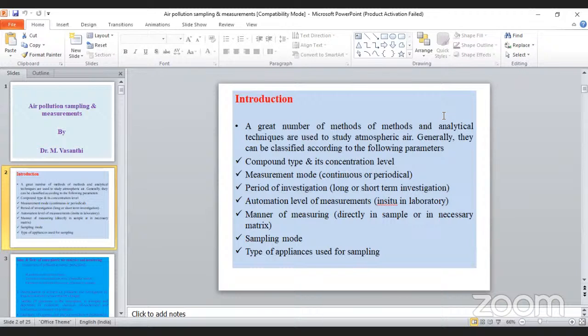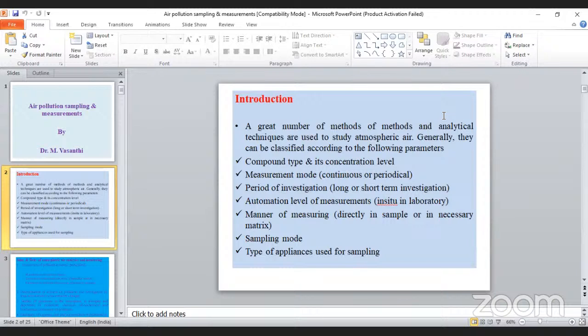Generally, the methods are classified according to some parameters. The parameters are: what compound type we are going to analyze, the analyte compound, the nature of the compound and its concentration level in the atmosphere or in the air, and the measurement method, that is, continuous method or periodical method.